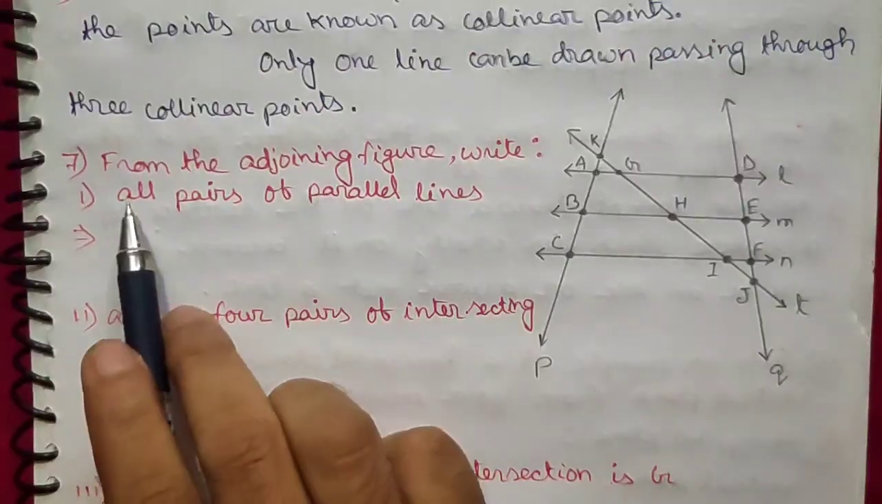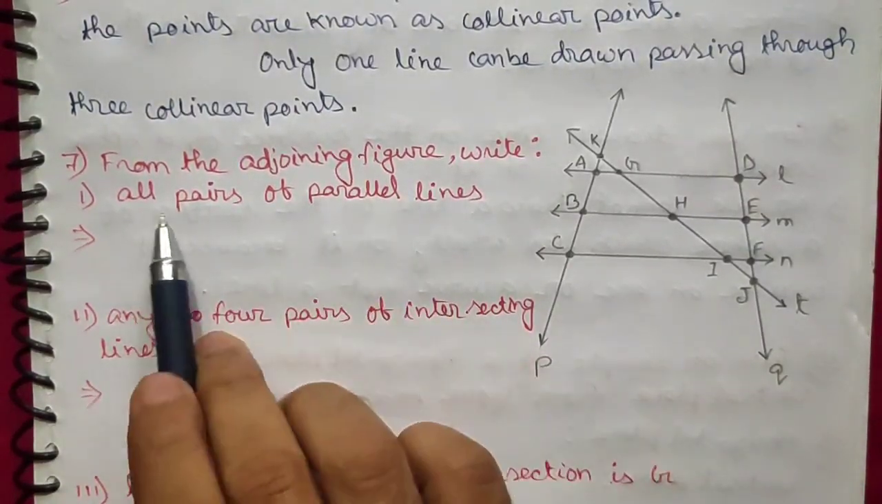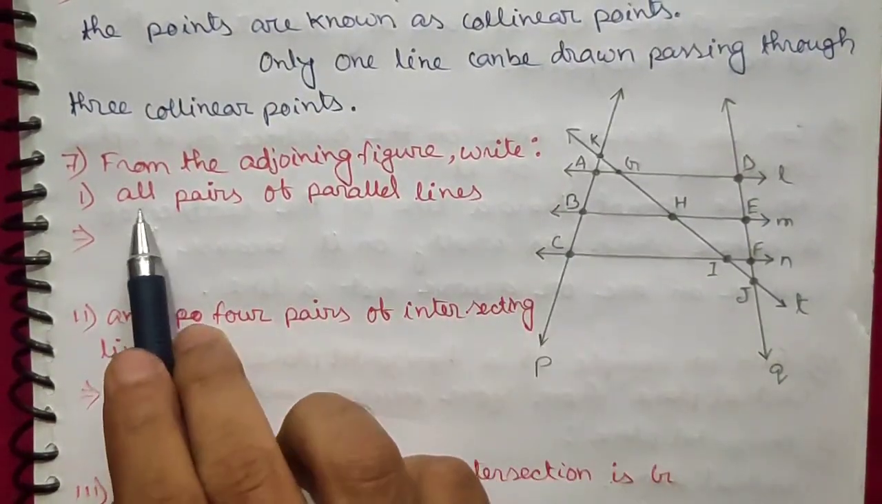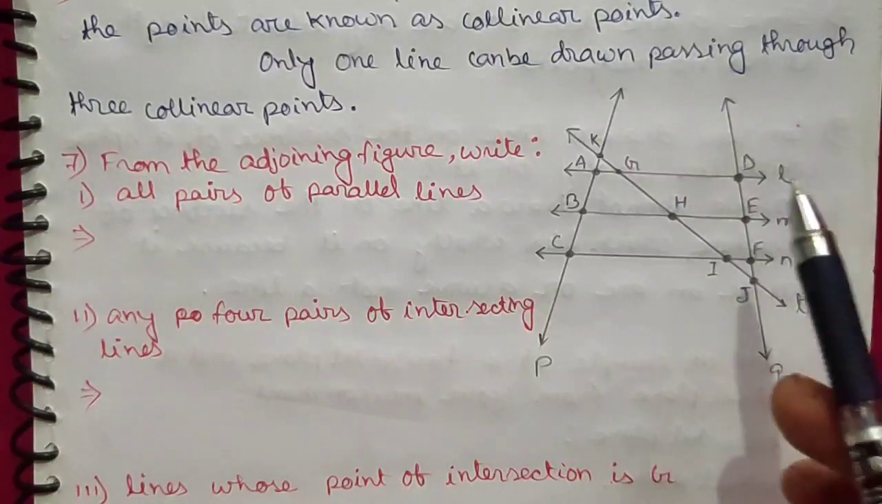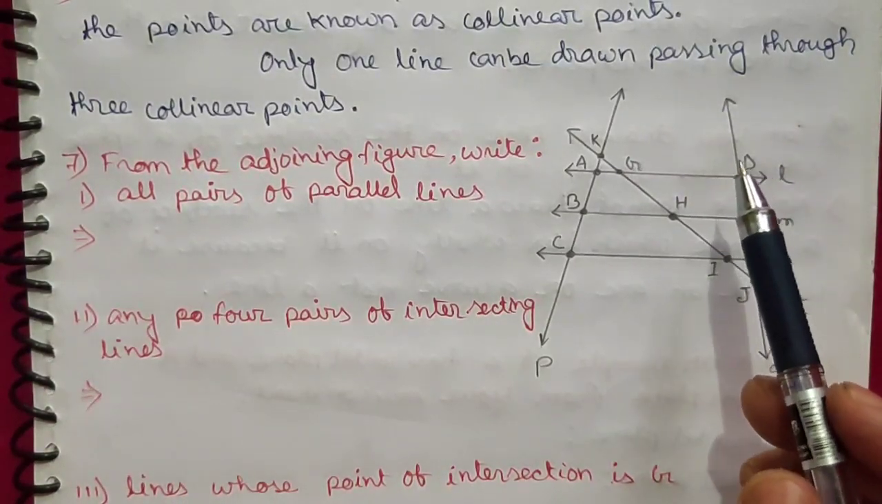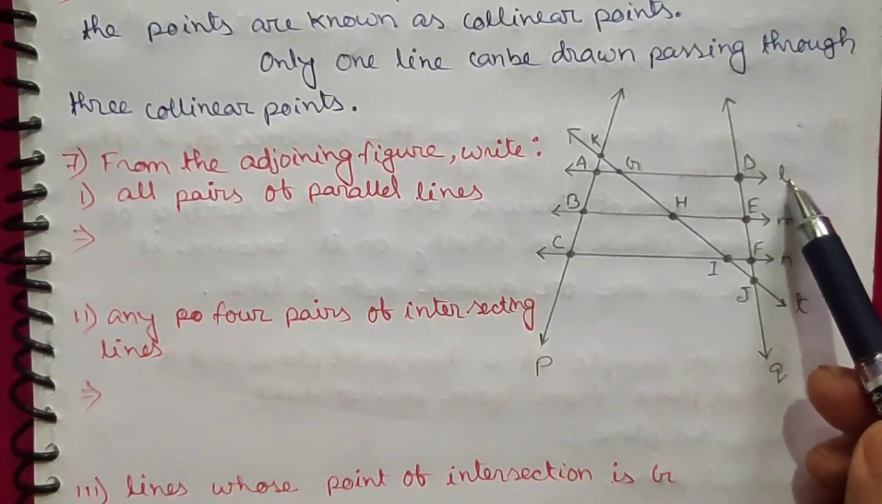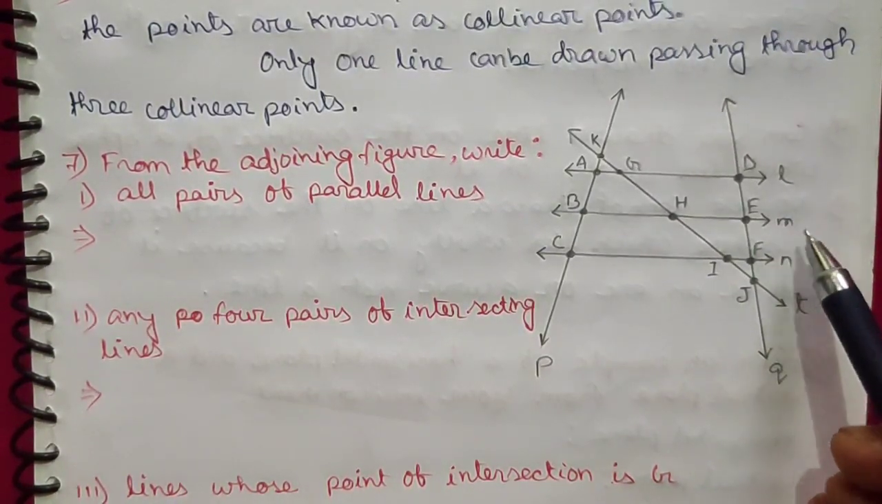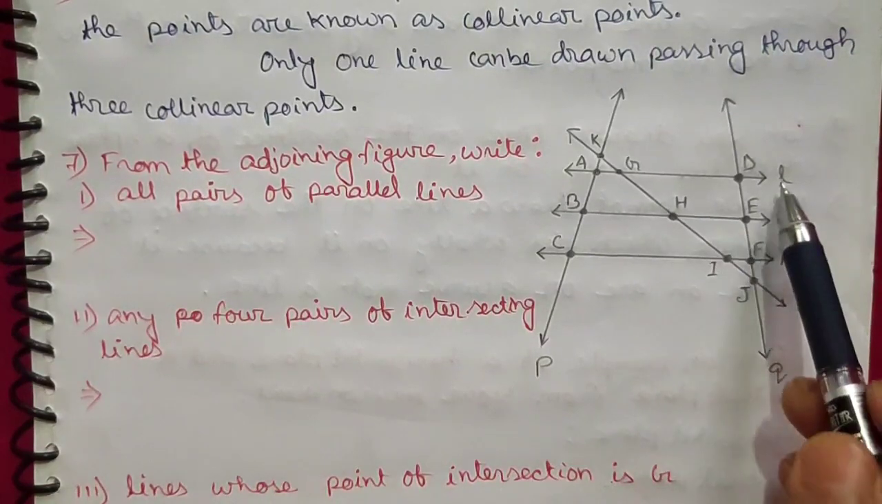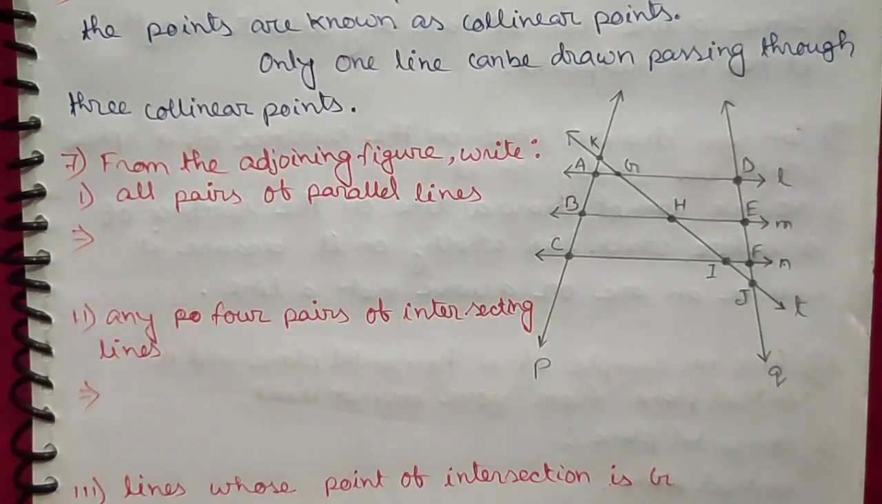Next is question number 7. From the adjoining figure, write all the pairs of parallel lines. Parallel lines are those lines which never intersect. So here lines L, M are parallel lines. M, N are also parallel lines. These pairs never intersect.